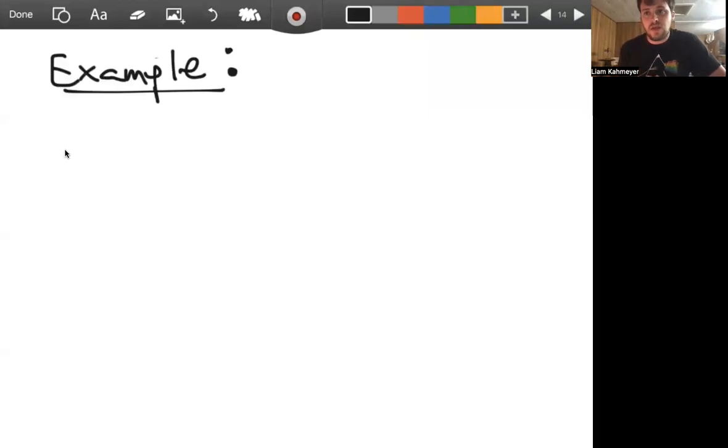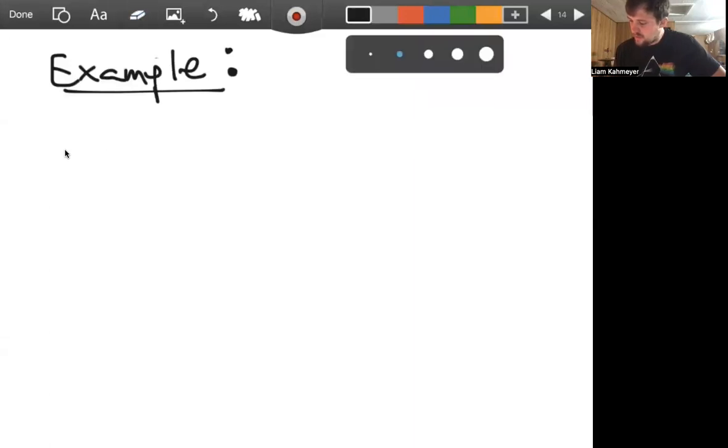Now that we've seen what the three main elementary operations are, I wanted to do an example where I explicitly use some of these, and then we can see the method here when solving a system of equations. So let's consider, and for the sake of space, I'm going to use smaller font.